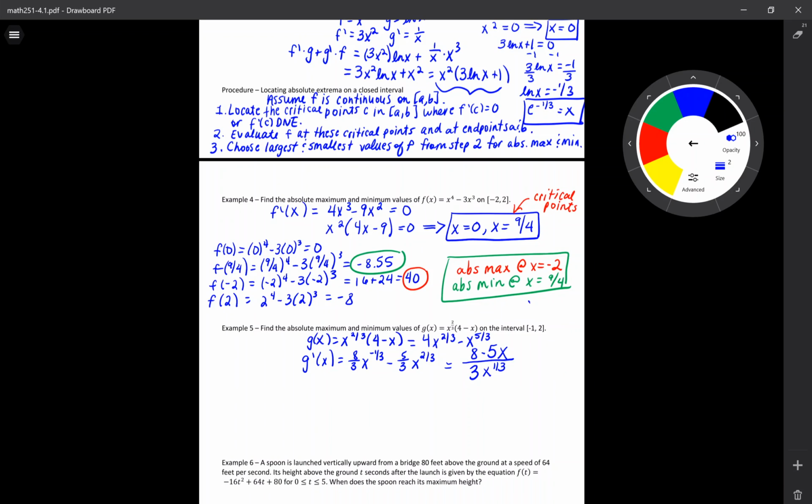This is my derivative, and in order to find the critical points, I need to find where this derivative is undefined and equal to 0. Well, I see that it's undefined when my denominator is equal to 0. So when 3x to the power of 1/3 is equal to 0, g prime of x is undefined.